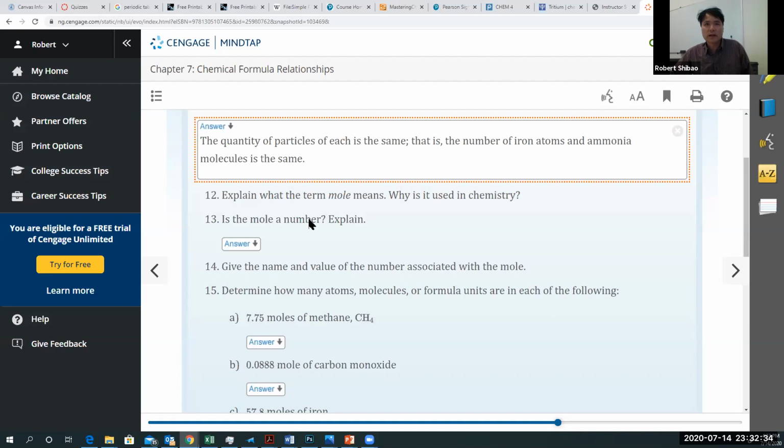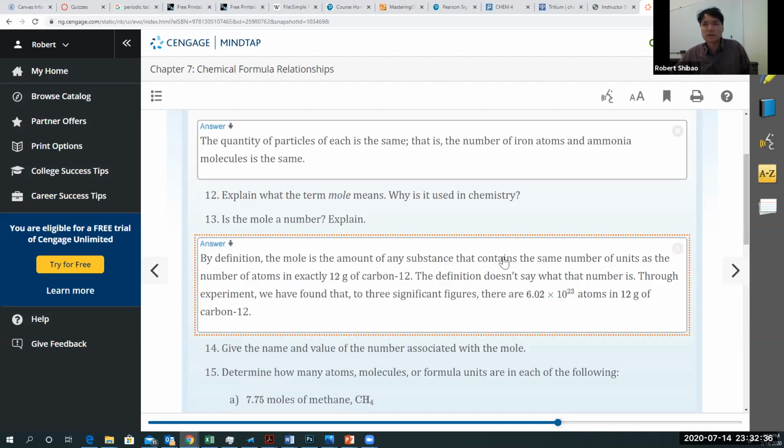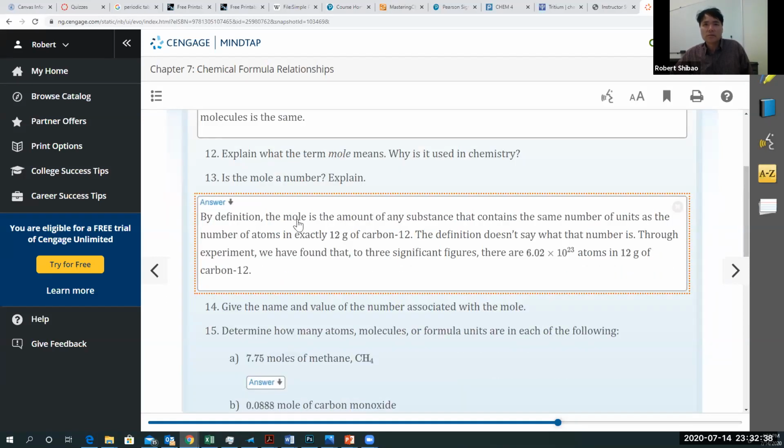Is a mole a number? Yes. It's Avogadro's number. By definition, the mole is the amount of any substance that contains the same number of units as the number of atoms in exactly 12 grams of carbon-12. The definition doesn't say what that number is. Through experiment, we have found that to 3 sig figs, it's 6.02 times 10 to the 23rd. You could do it by experiment, or by calculation also, based on some experimental data. Atoms in 12 grams of carbon-12.